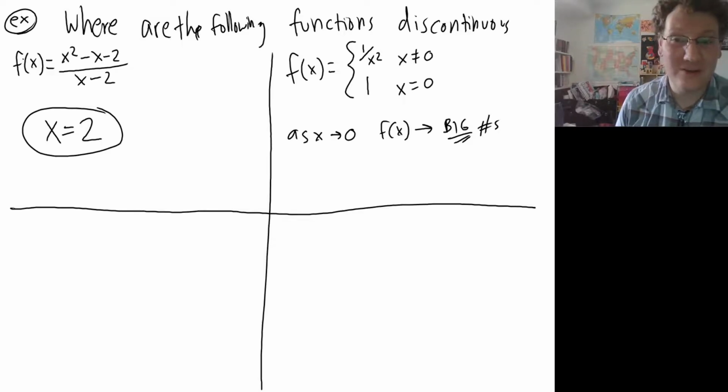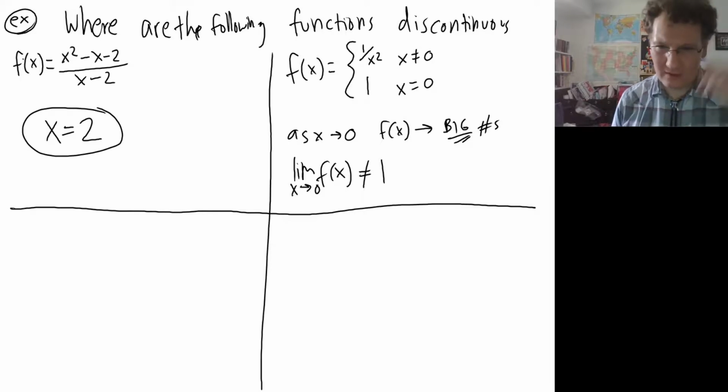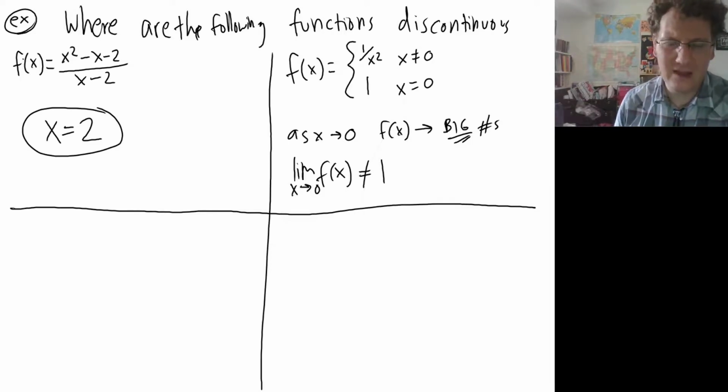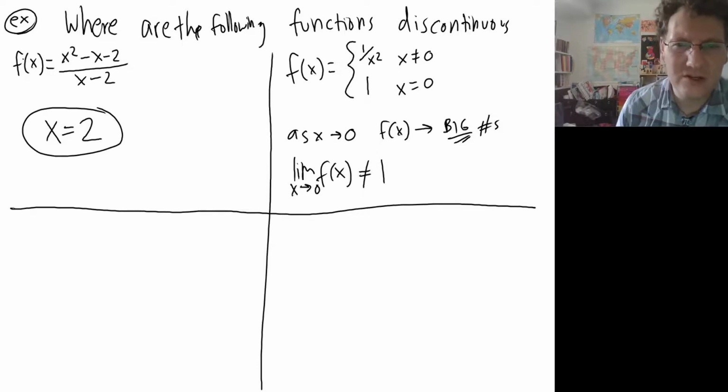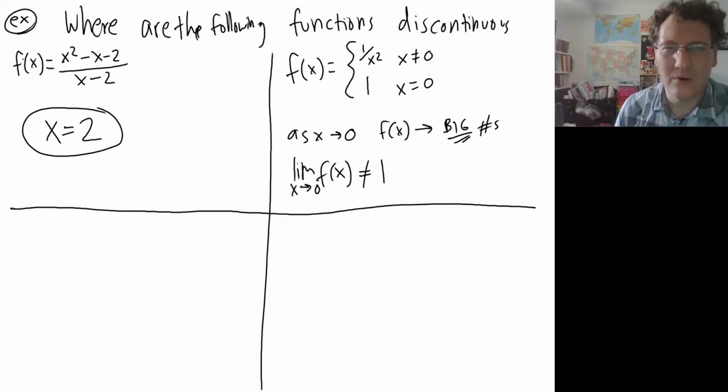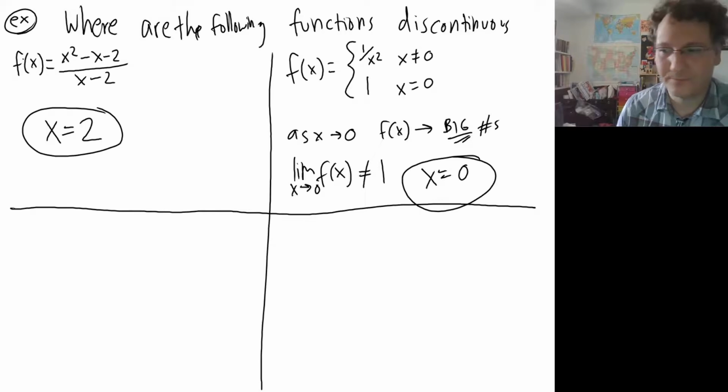When x is equal to 0, the function has a value 1, but the limit as x approaches 0 of f of x does not equal 1. The limit is, we'll talk about that in a future section when we talk about what we do when we get infinite values or something to that effect. So anyway, x equals 0 is our discontinuity for this function.